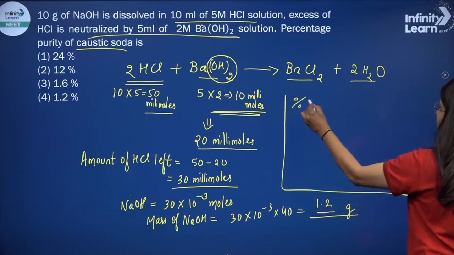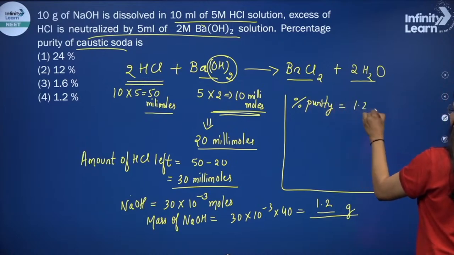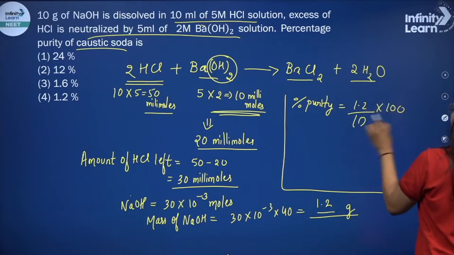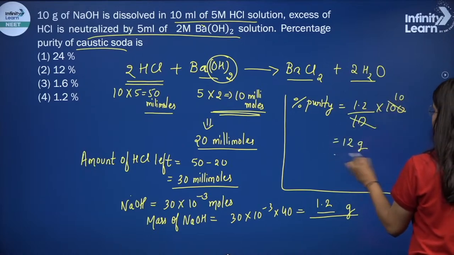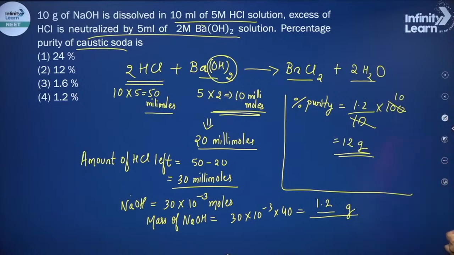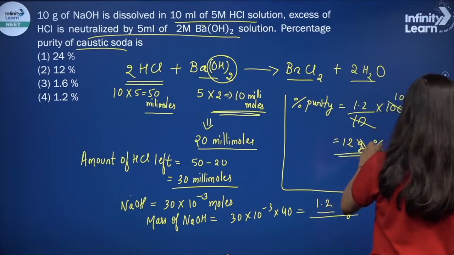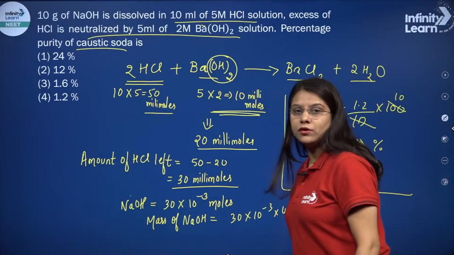What will be the percentage purity? Kitna react kiya hai, 1.2 gram divided by kitna tha, 10 gram into 100. So it will be 12. Theek hai, please check. 12 gram nahi hoga, percentage hai ma'am. It will be in percentage. So what will be the answer? Answer will be option number. Clear?